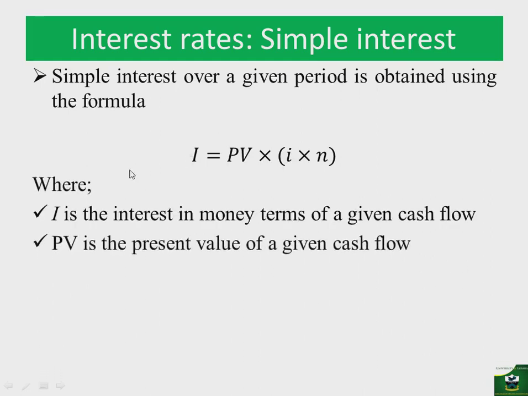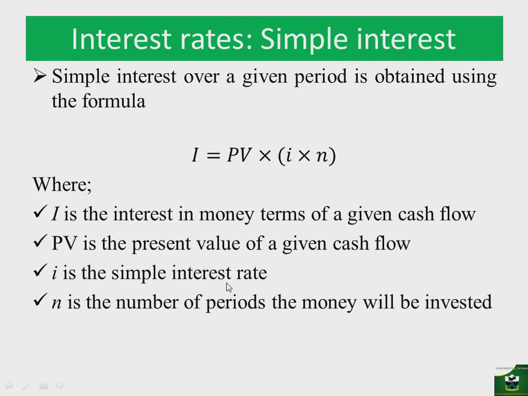Okay, so this capital I is the interest in money terms of a given cash flow, PV is the present value of a given cash flow, that is the money you have today. And then the small i is the simple interest rate. Not forgetting the last part, which is the n, and this is the number of periods that the money will be invested. So using this formula, we will be able to know our interest over a given period of time.